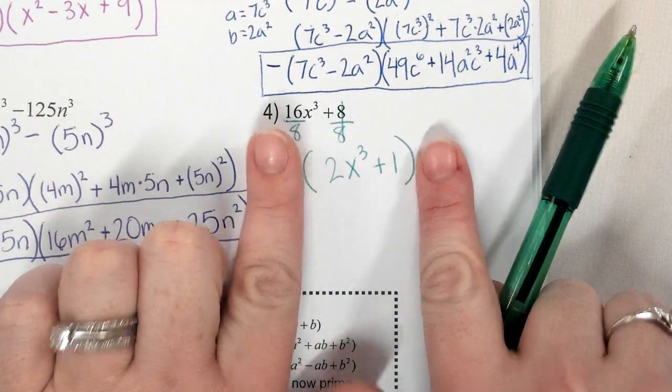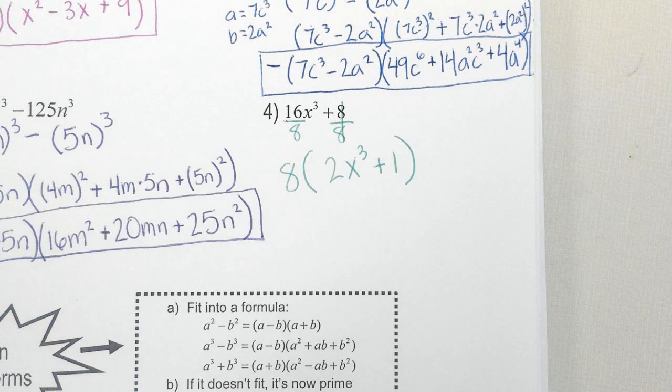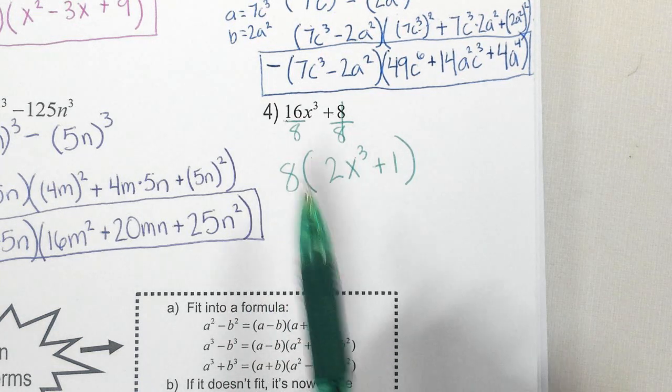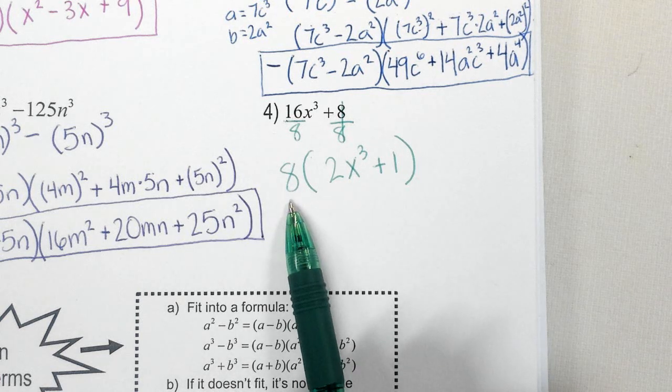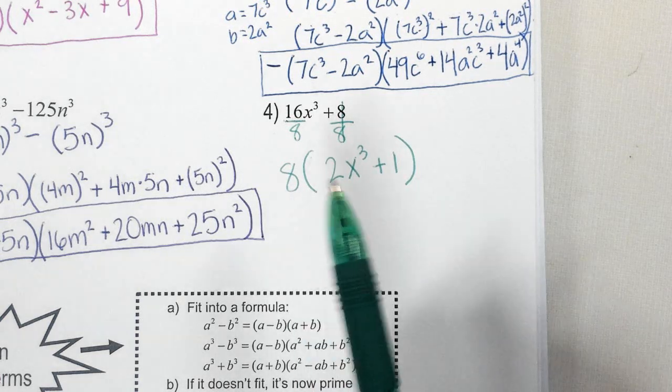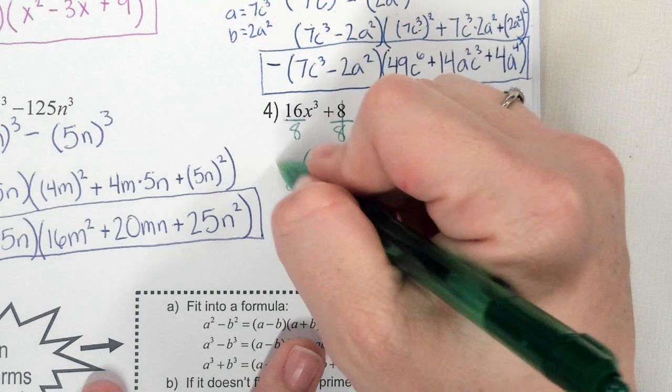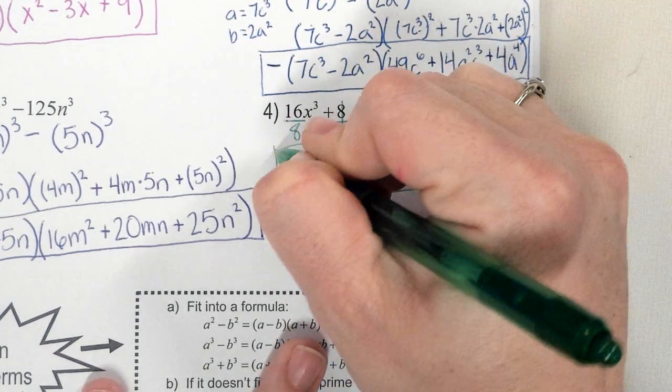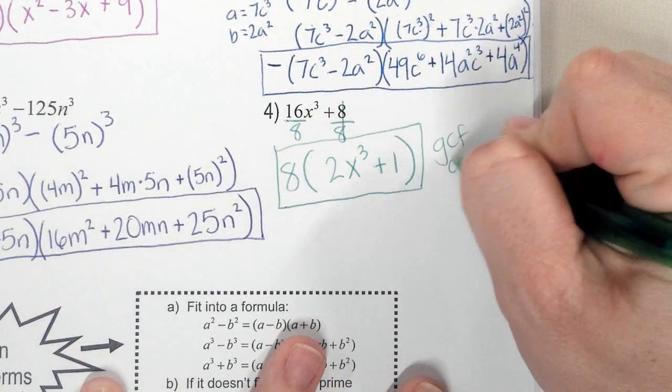However, is my final answer prime? No. Why? Yeah, because I took out a GCF other than 1. Y'all, prime means you could only take out a 1. I took out 8. So this is my answer. It was just a GCF only problem.